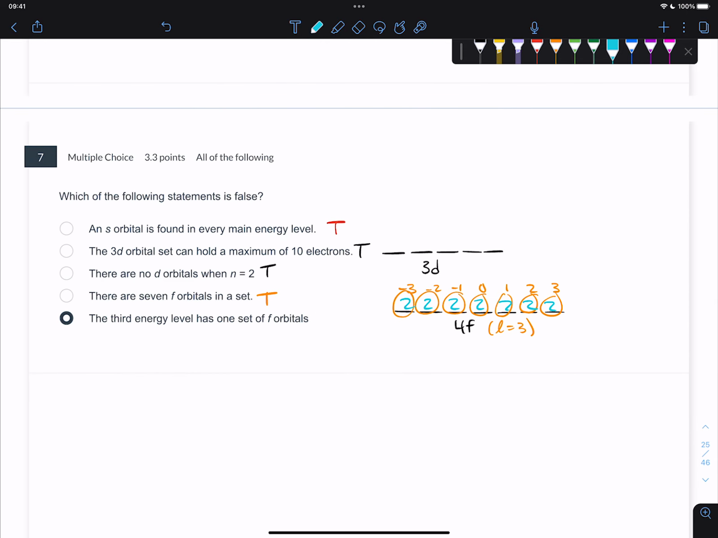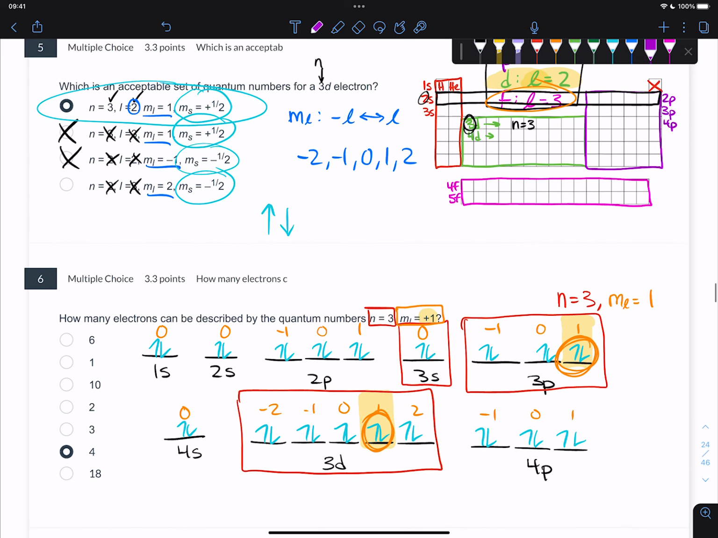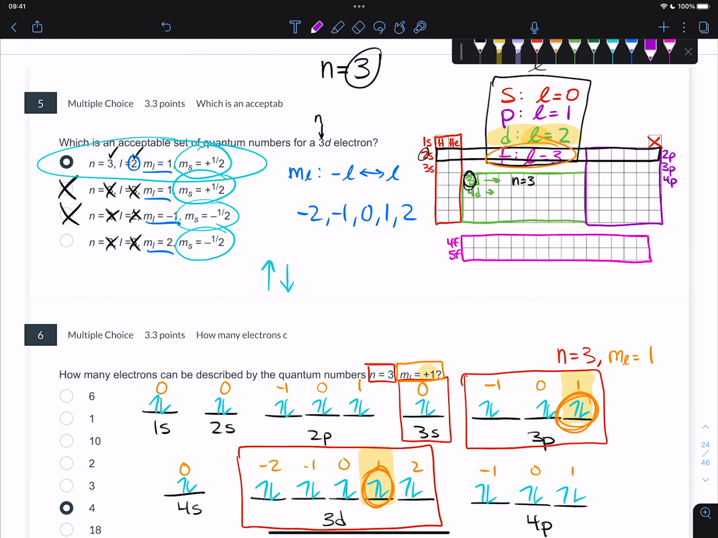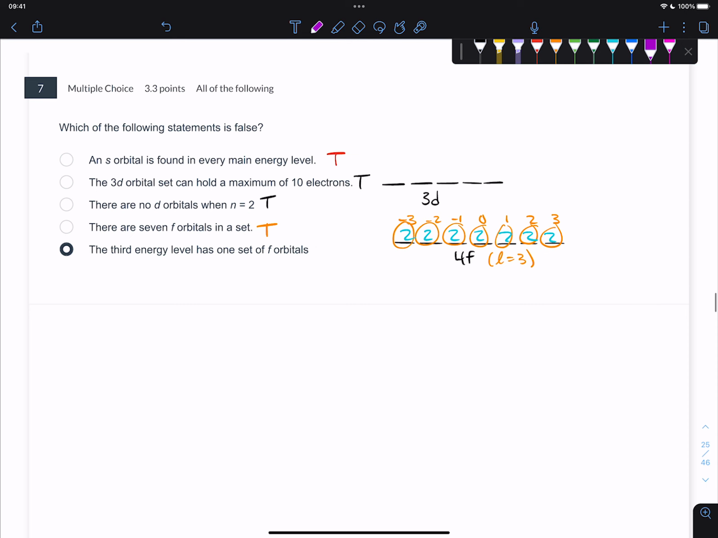What doesn't make sense, though, is this one. This one says the third energy level has 1 set of F orbitals. So let's take a look at the third energy level. The third energy level has no F orbitals because, remember, F starts with 4. So the reason that this is a false statement is because the third energy level, where n equals 3, doesn't have one set of f orbitals. It actually has none, because again, f starts with 4.